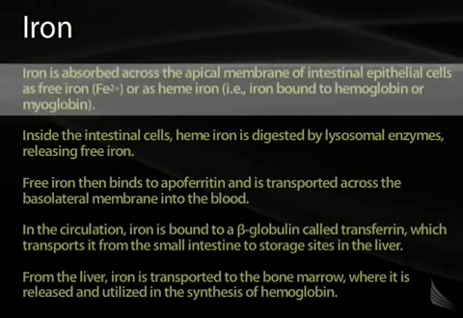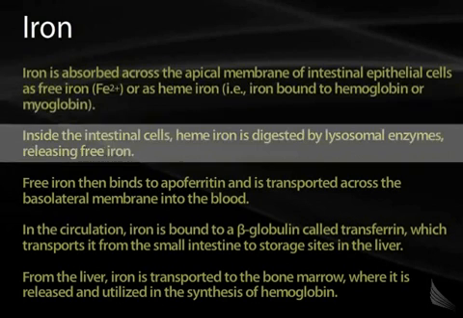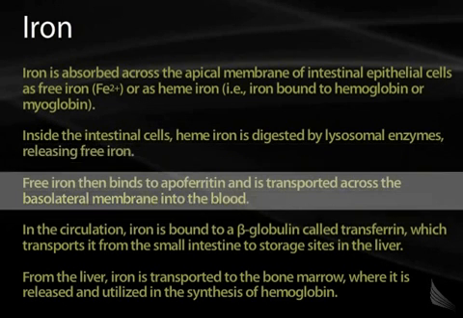Iron is absorbed across the apical membranes of the intestinal epithelial cells in the form of free iron, Fe2+, or as heme iron, which is iron bound to hemoglobin or myoglobin. Inside these intestinal cells, the heme iron is digested by lysosomal enzymes, releasing free iron. Free iron then binds to apoferritin and is transported across the basolateral membrane into the blood. For transport, iron is bound to transferrin, which is a beta globulin, and it is transported from the small intestine to its storage sites in the liver.